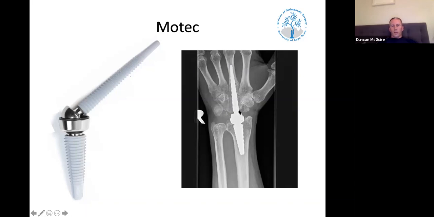The ones that do fail do still fail in the distal side where they loosen, but it's a very stable articulation, very low rate of dislocation, and the results are coming out now. 10 years, very good. So this is our choice when it comes to a wrist replacement.